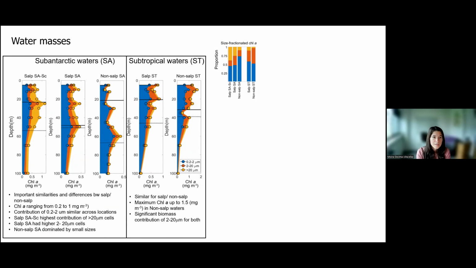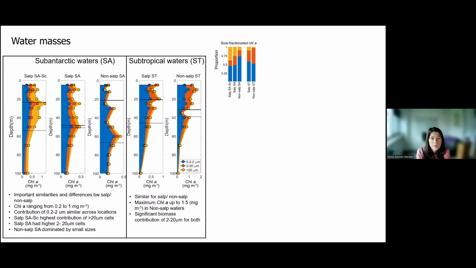But for instance, we can see that in Salp SASC, which is our nearshore salp location, we have the greatest contribution of cells that are greater than 20 microns. For Salp SA, we have more of a nanoflagellate important community. And in the non-salp subantarctic location, you can see that it's really dominated by picoplankton.